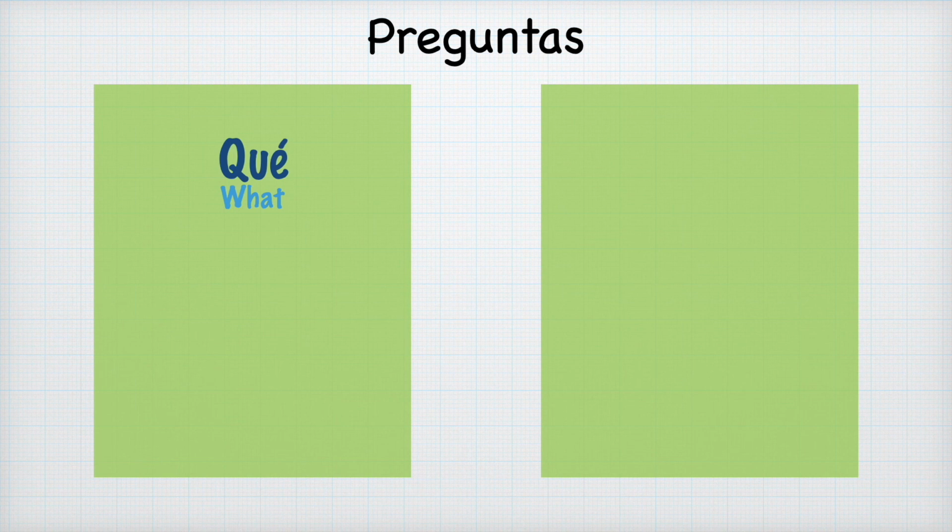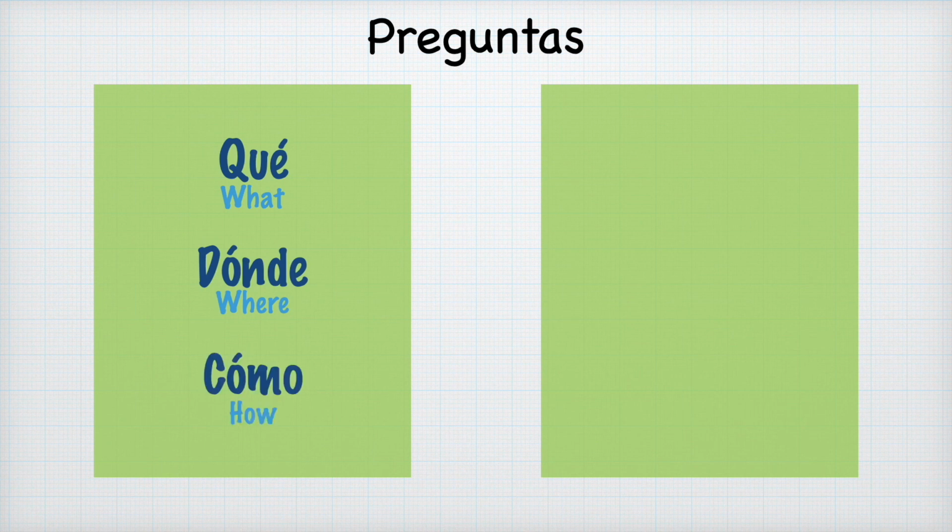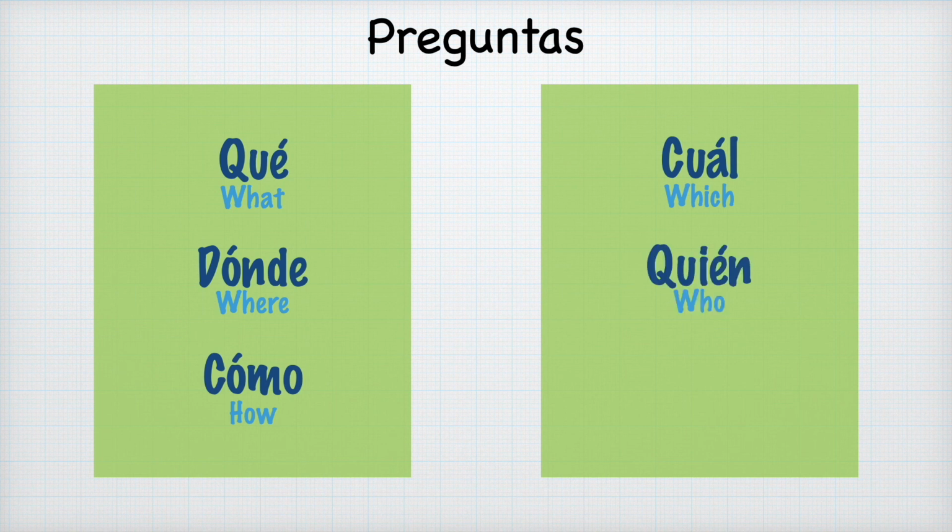Qué means what. Dónde means where. Cómo is how. Cuál is which. Quién is who. And cuándo means when. I hope this made sense and it's clear.